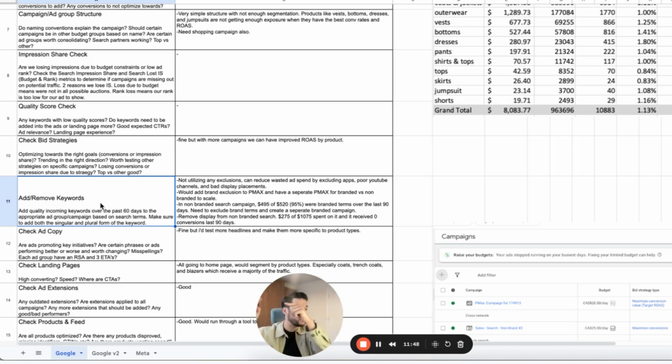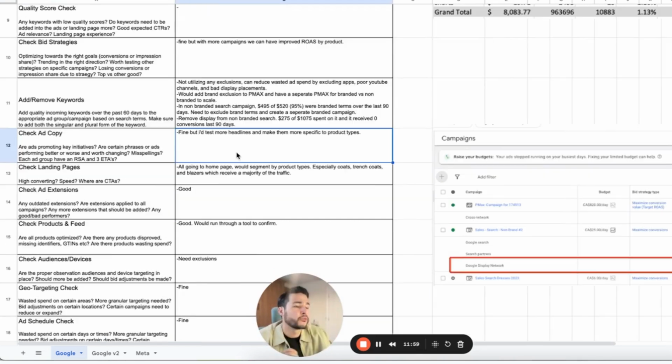And then when they go to the landing page, they're going to see that exact term, right? Cool sunglasses or Oakley sunglasses, branded term. From there, we'll look at ad copy.